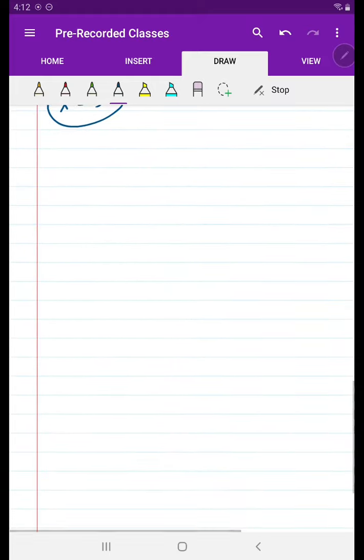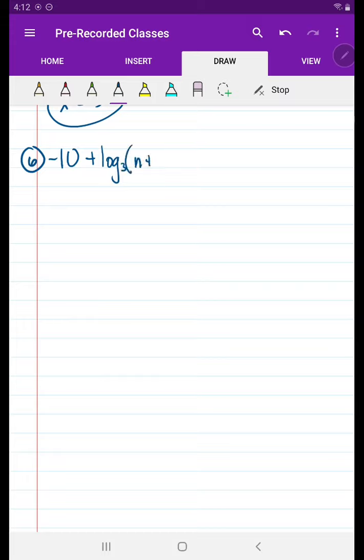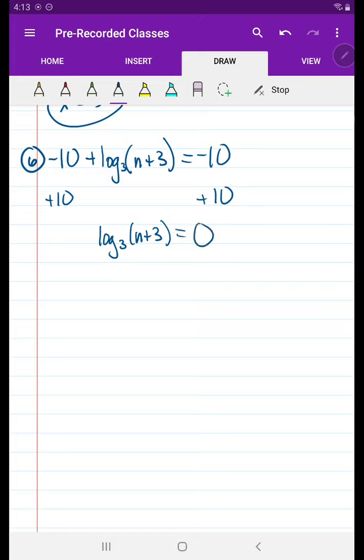So going on to number 6, we have negative 10 plus log base 3 of n plus 3 equals negative 10. Well, the first thing I can do is take the negative 10 on the left side and move that over. So I'll add 10 to both sides. So now I have log base 3 of n plus 3 is 0.